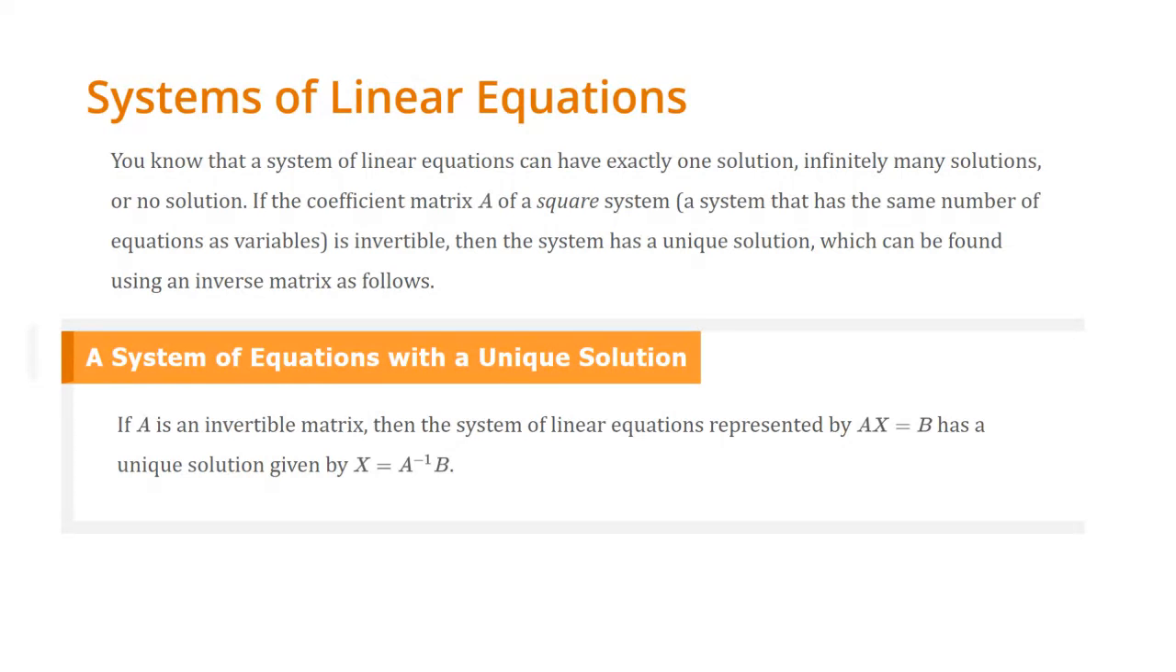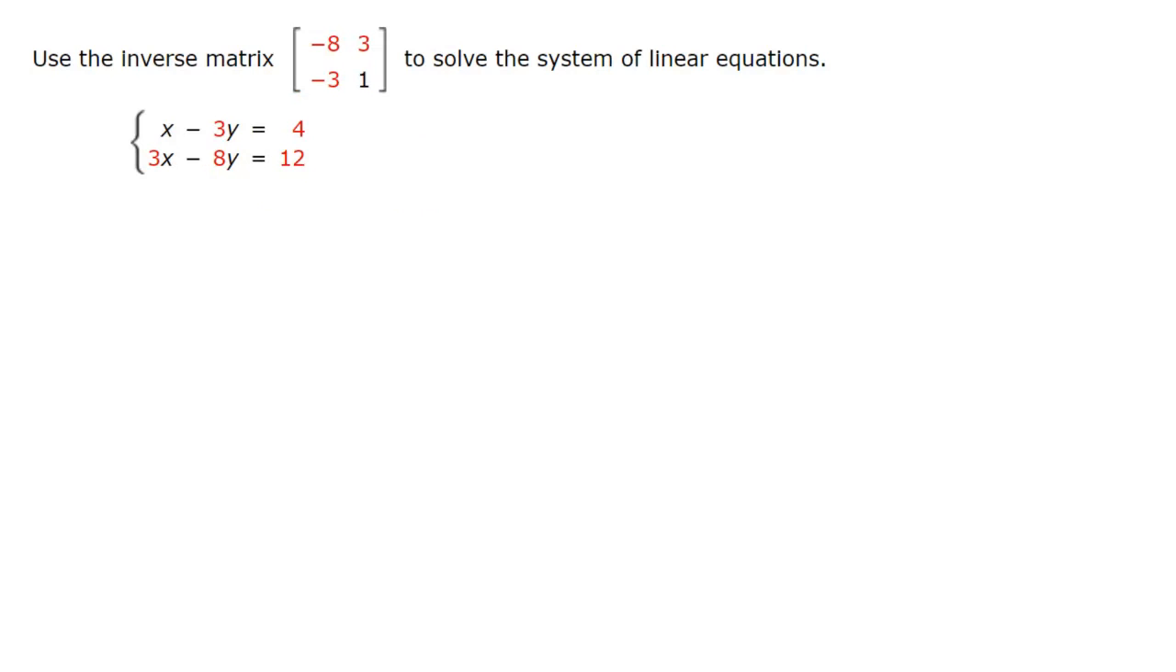So in order to solve the system, this is going to be the way to do it. We're going to have X is equal to A inverse times B. X is the variable matrix, so that's like your X, Y, and Z, or your X and Y. And then, of course, A inverse is the inverse of the matrix. And then B is going to be your constant matrix, okay? So here it says use the inverse, this is the inverse, to solve the system. So they already gave you an inverse here. Okay? We don't have to find it.